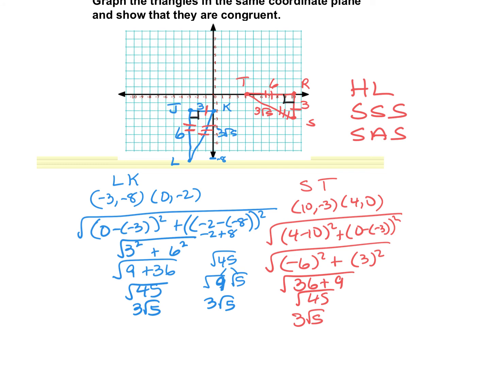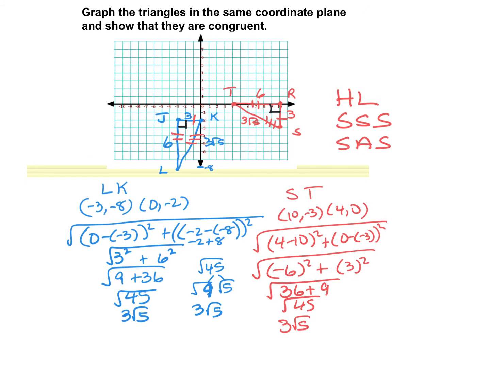So I could actually have done this using all three of the shortcuts I've already covered. Now again, if they ask you to write a congruency statement, the order matters. So I'll start with the blue one. I'm going to start with JKL, and I'm going to state that this is congruent, and the order matters here, to RST.